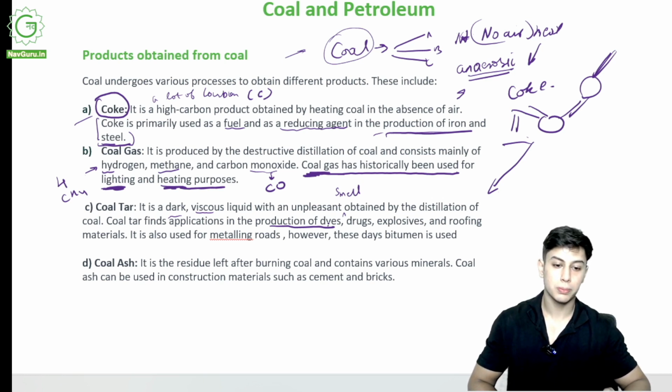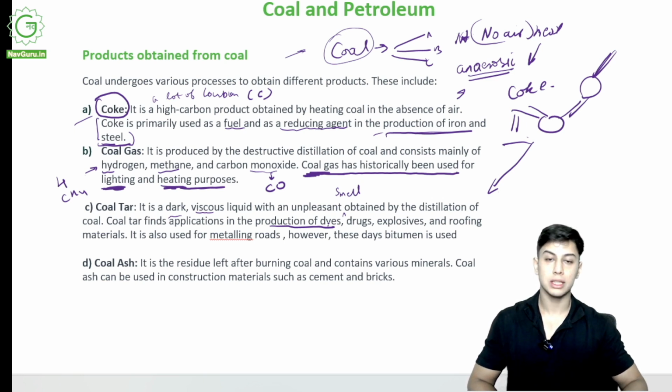Now the most probable area where you have seen coal tar is roads. If you've ever seen roads being constructed, there is this black substance that is put on the roads and it cools down and then it is a smooth road and cars are able to drive on it. That is coal tar. It is a very black, thick, hot liquid with an unpleasant smell. So in earlier days coal tar was used.